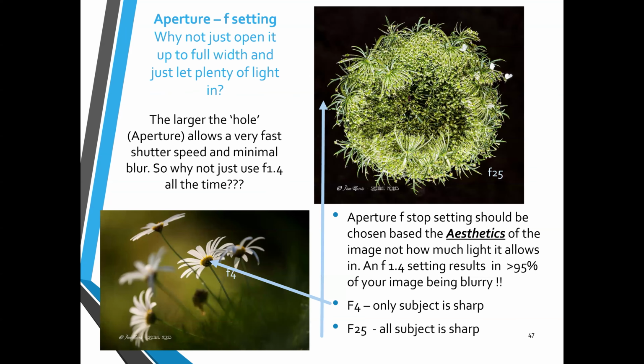So the question a lot of people ask me is, why not just open the aperture up to full width and just let plenty of light in? Because by letting plenty of light in, you can then reduce the amount that lands on your sensor by increasing the shutter speed. And having a high shutter speed means you're not going to get any blur from movement of the grass or flower or person that you're shooting, because it's going to be so sharp and so quick that you'll just snap them. And also you'll never get any camera shake, because even if you're using a long lens, you've got the opportunity of camera shake. But if you've got a fast shutter speed, you're not going to get any camera shake.